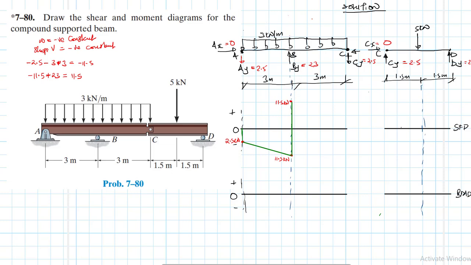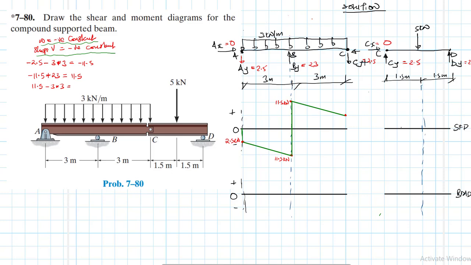Then from B to C, our load again is negative constant. Therefore, the slope for shear will also be a negative constant. So let's see what this value is going to be. We have a positive 11.5 minus 3 times 3. What does this give us? It gives us 2.5. So let's say it's going to come up to somewhere there, something like this.